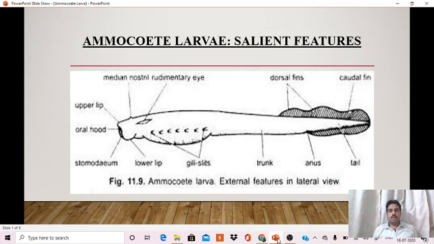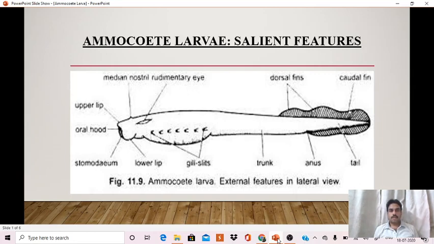So in this diagram we can see the external morphology of ammocoete larva. Here we can see that it has an oral hood at the anterior end surrounded by upper lip and lower lip. Then there is a median nostril on the top of the head and a rudimentary eye.